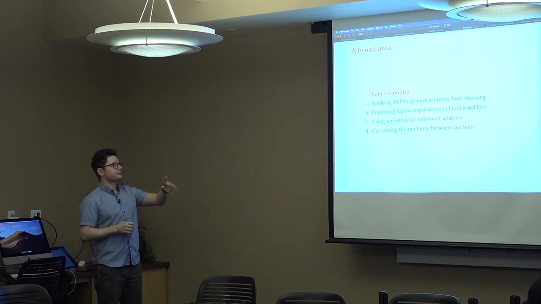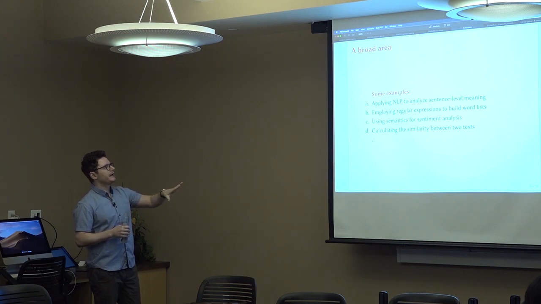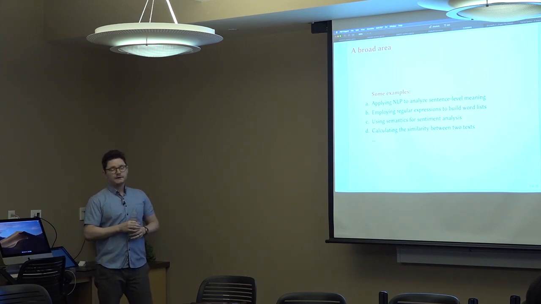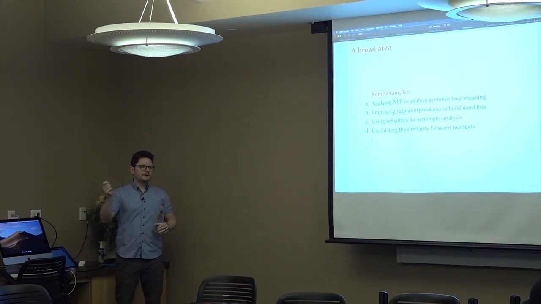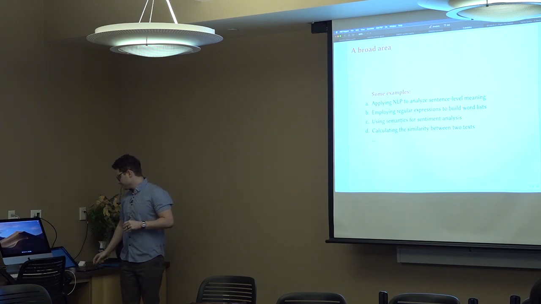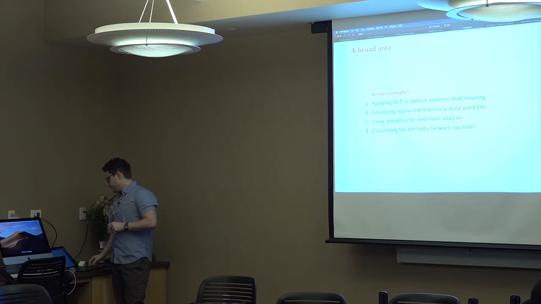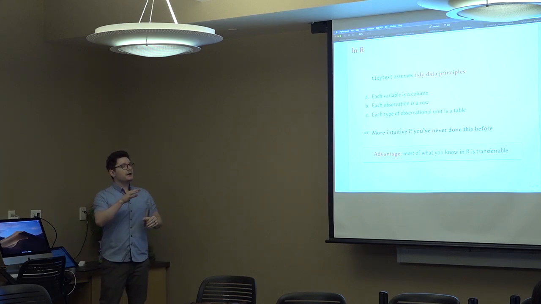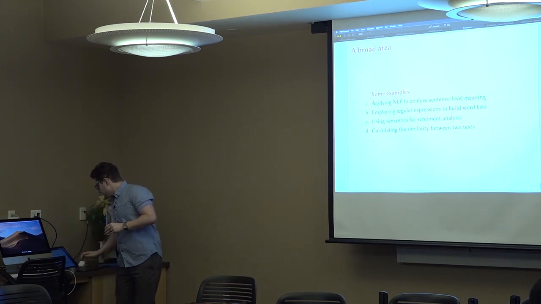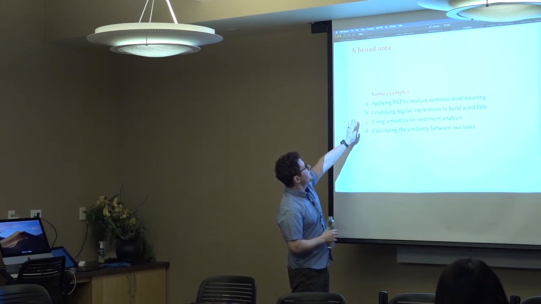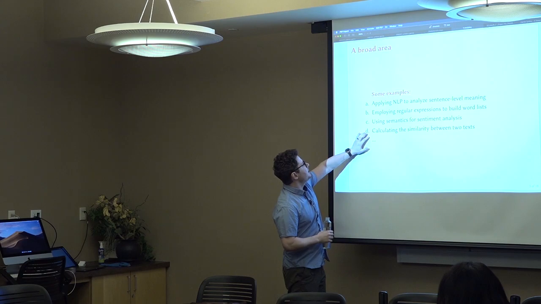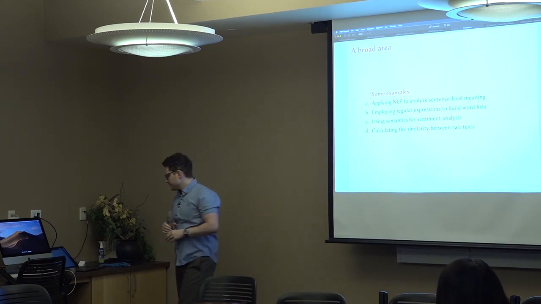You can also use semantics for sentiment analysis, and you could just focus on that, or calculate the similarity between texts. That's especially important if you're trying to map plagiarism, for example. You can compare several texts and have some sort of similarity score that could raise some flags. So many applications there. Here we'll do mostly B and C, but at the end, there's a little bit of similarity calculation as well.